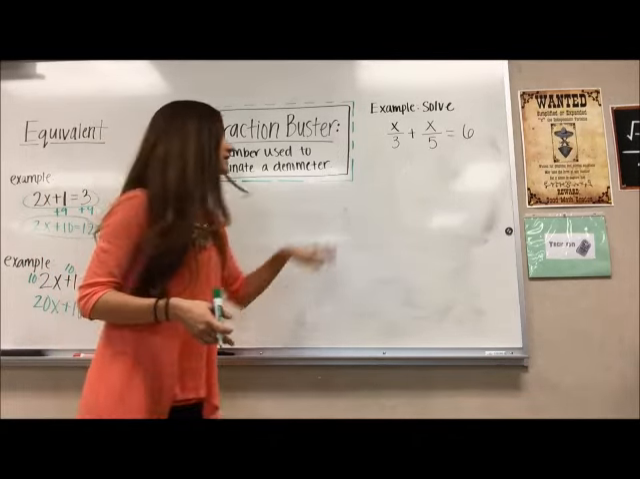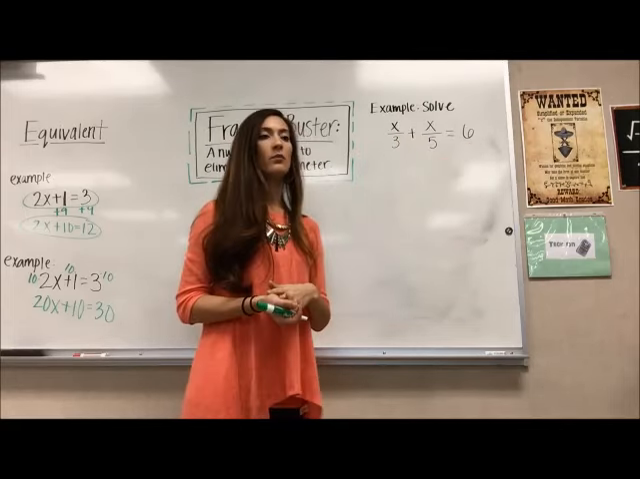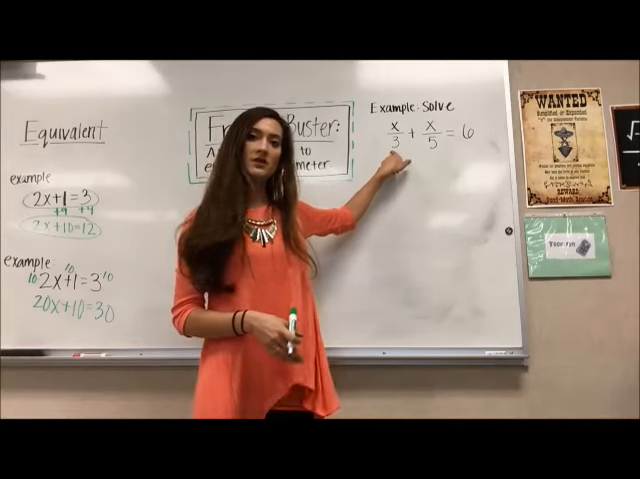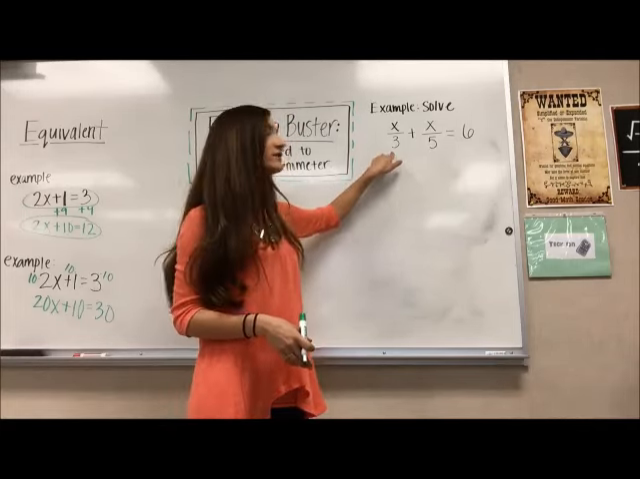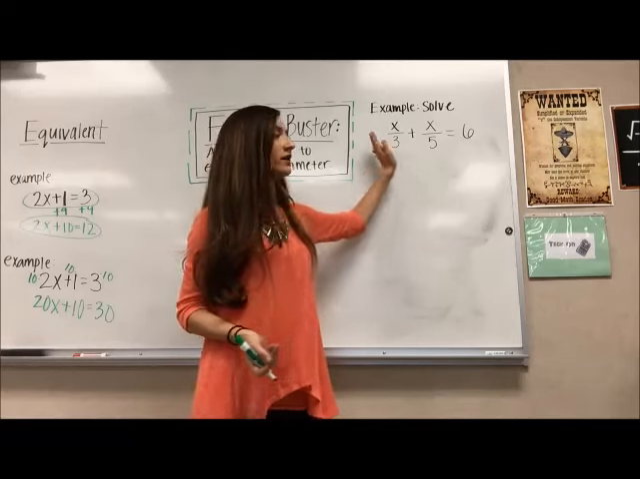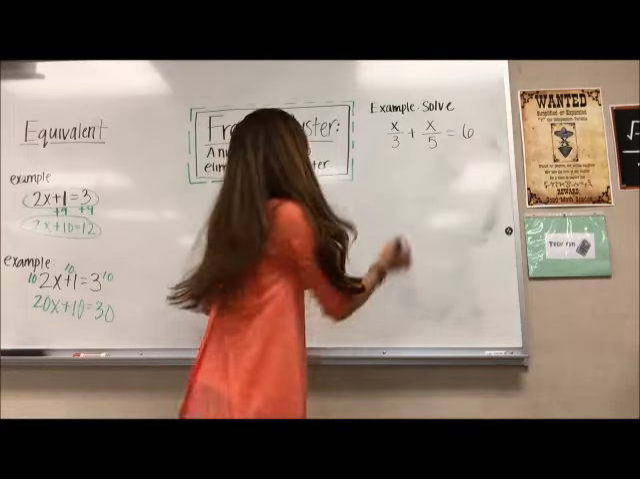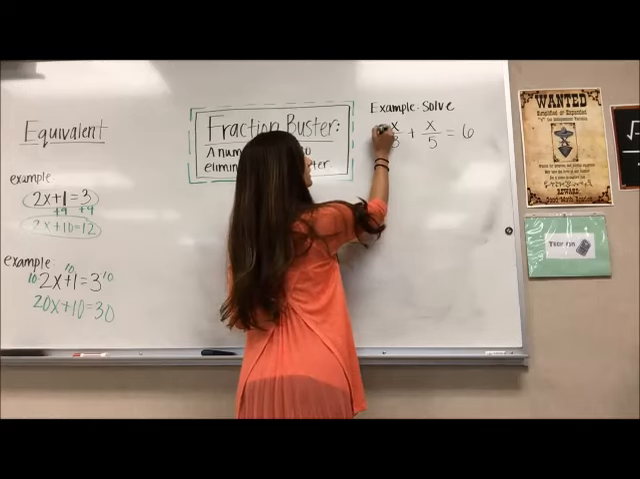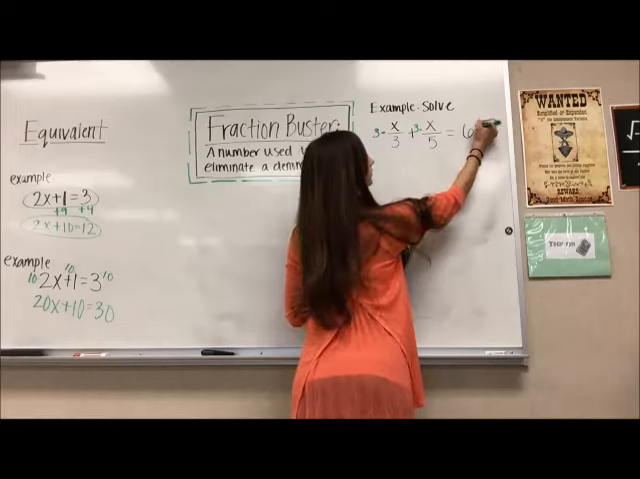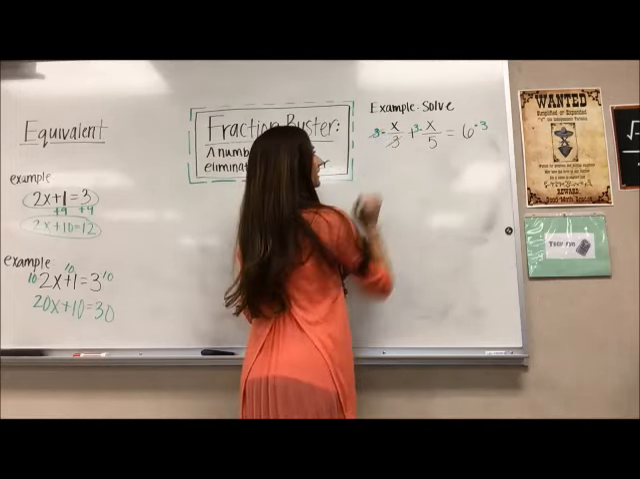For instance, let's look at this example. We have x over 3 plus x over 5 equals 6. We don't really want these fractions, so let's get rid of them. Here we have a denominator of 3, so what will get rid of a denominator of 3 is multiplying by 3. If we want to multiply this equation by 3, we have to do it to everything, to both sides. So we're going to multiply this by 3, this by 3, and the 6 by 3. Again, that eliminated the denominator here.